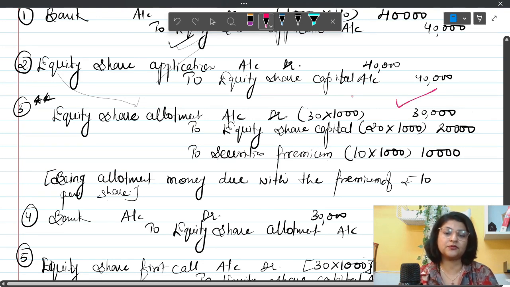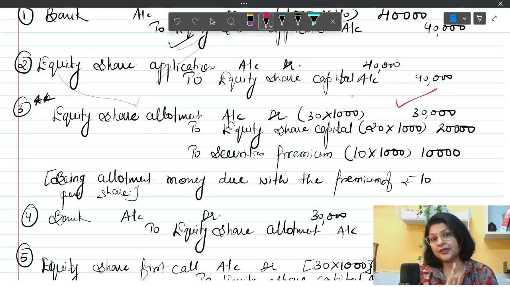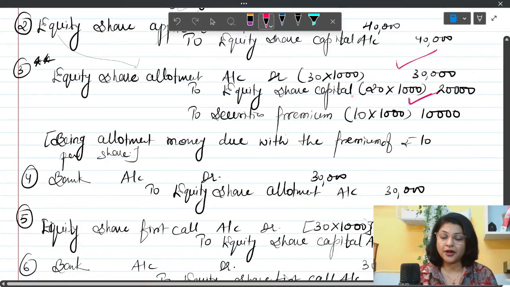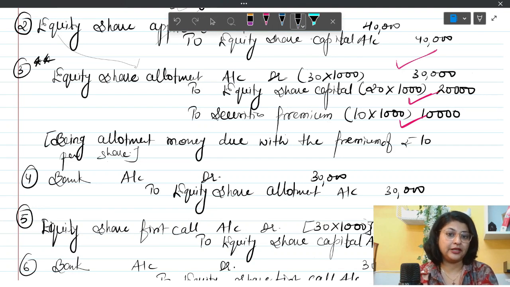30 rupees were due at the time of allotment, but 20 rupees out of this goes to capital. So equity share capital will be credited with 20 rupees, whereas the security premium account is getting credited with rupees 10. Why? Because allotment was 30 rupees and the bifurcation was 20 and 10. So this is the only entry which is different, otherwise the rest of the question is the same. Now today we will understand how to pass the entry when the amount is taken in lump sum.